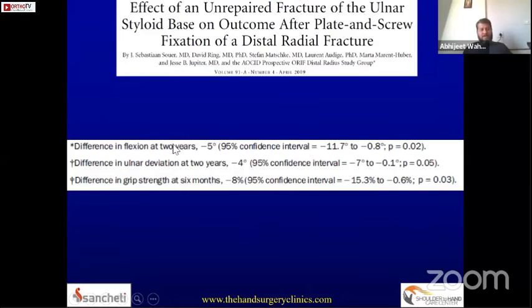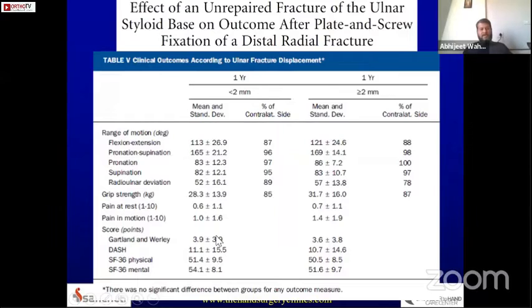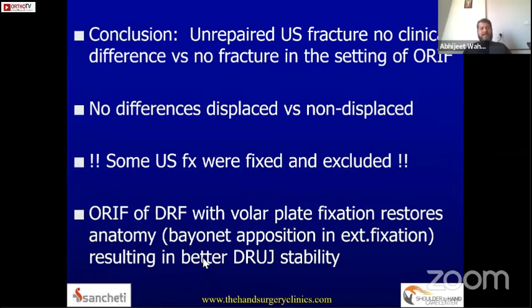What is also very important to note is that there was no difference in the flexion at 2 years, no difference in ulnar deviation at 2 years, and no significant difference in the grip strength at around 2 years. So in all the parameters that they looked at, right from the DASH scores to the range of motion to the grip strength, and the Gartland and Werley demerit system, you can see that they have almost similar outcomes. And they concluded that for unrepaired ulnar styloid fractures, there is no clinical difference versus no fracture in the setting of distal radius fractures undergoing open reduction internal fixation.